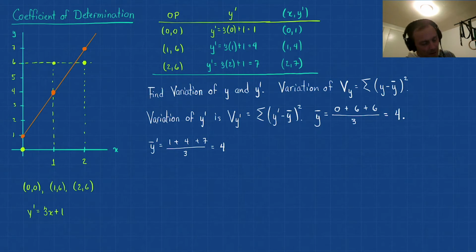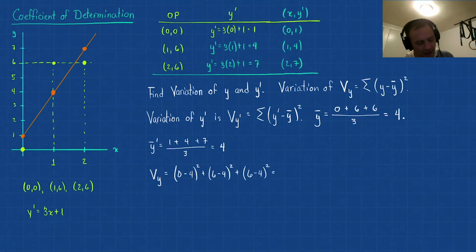Now, here we go. So now the variation of the y's: we take the original y value, which was 0, minus the mean of 4, and we square it. Plus, we take our next y value, which is 6, minus the mean of 4, and we square it. Plus, we take the next y value, which is 6, minus the mean, and we square it. Now, if I take all these and add them up, well, negative 4 squared is 16.